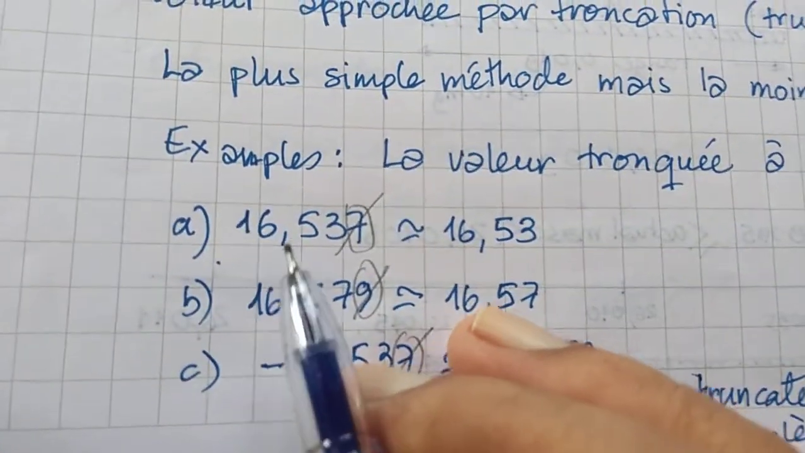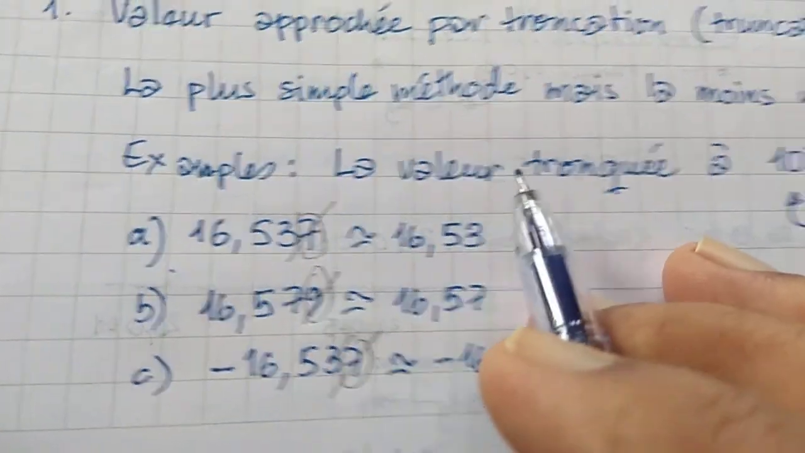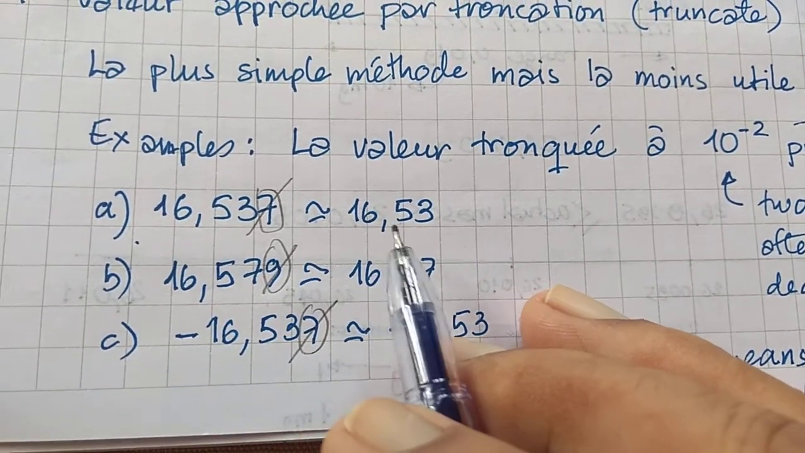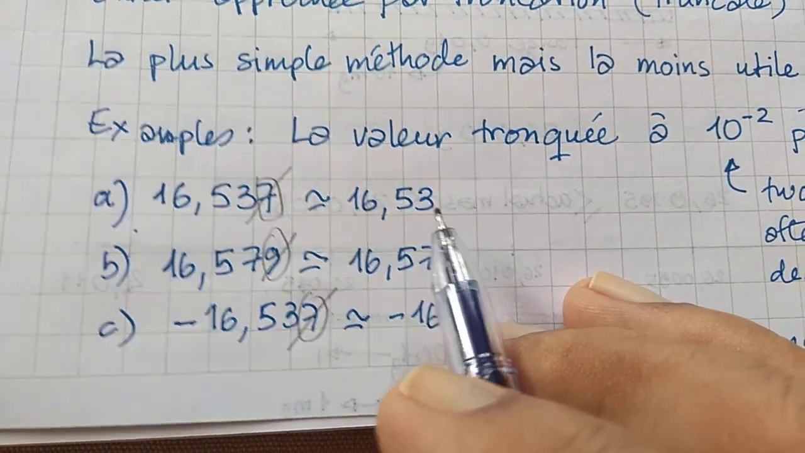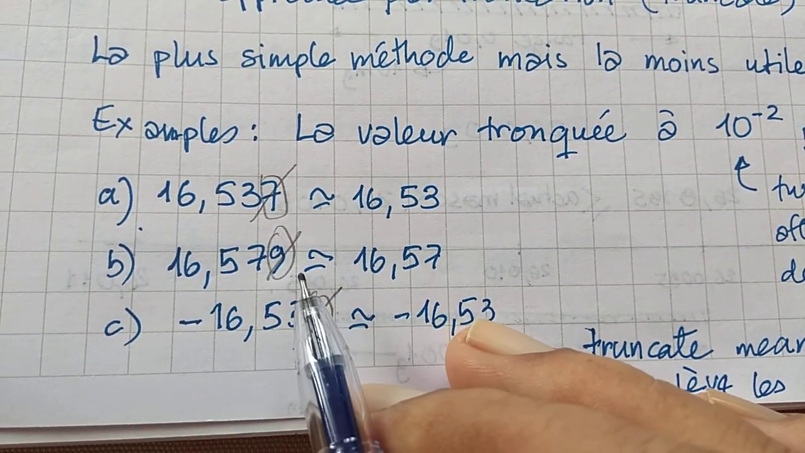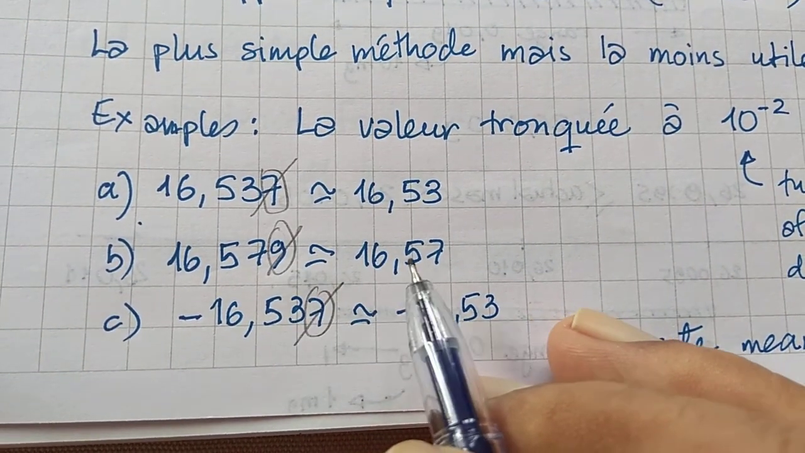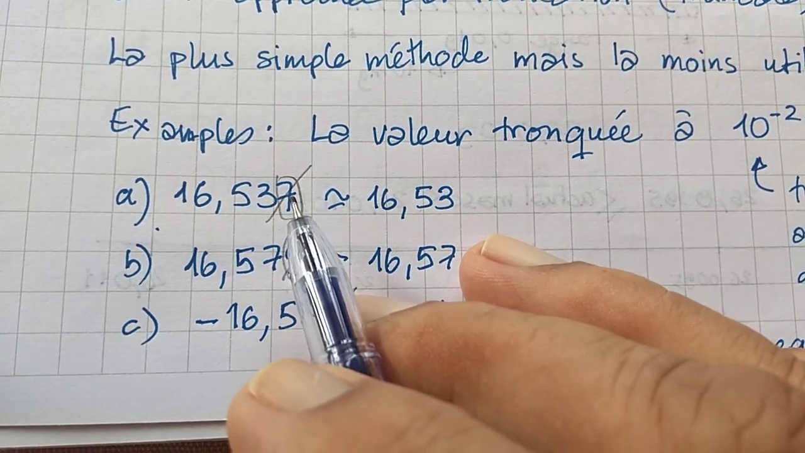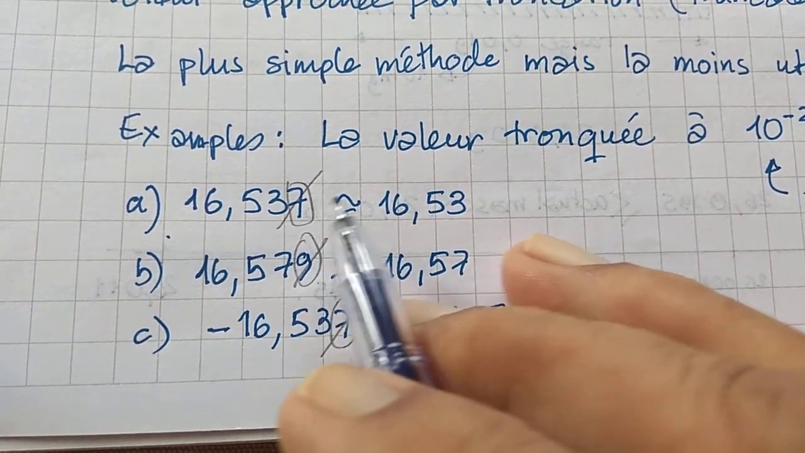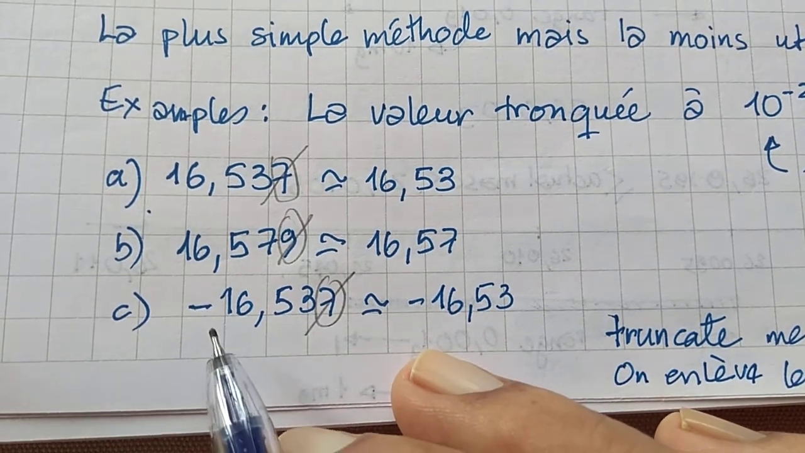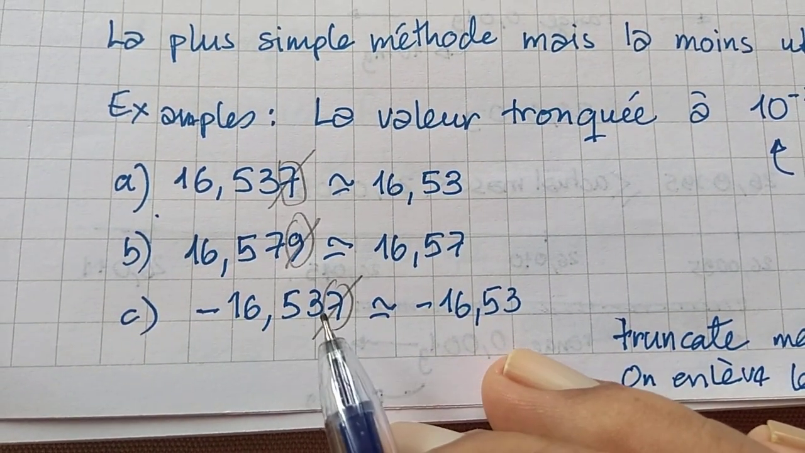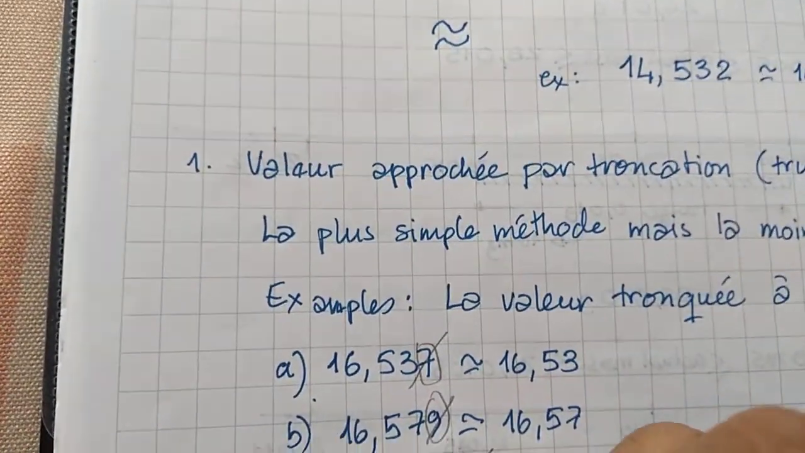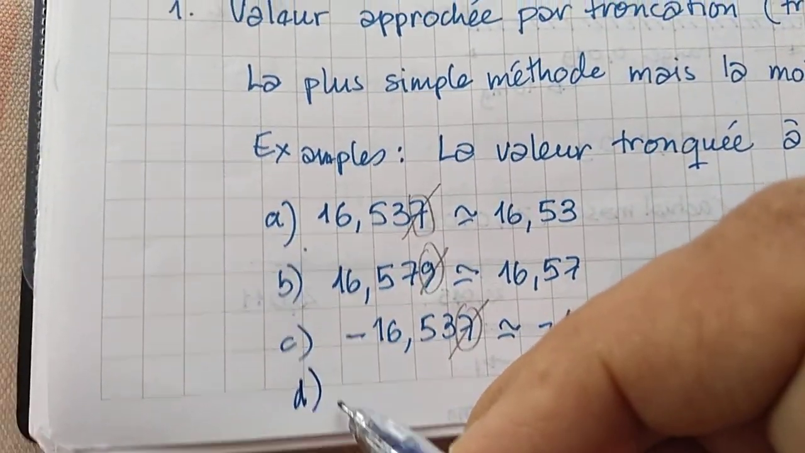So if I have a number 16.537, la valeur tronquée à 10 à la puissance moins 2 près is equal to 16.53. If I have 16.579, I will get 16.57. All I'm doing is removing the digits that come after the second digit after the decimal. If I have a negative number, minus 16.537, that will give me minus 16.53. What if I had, I'll write another example here.